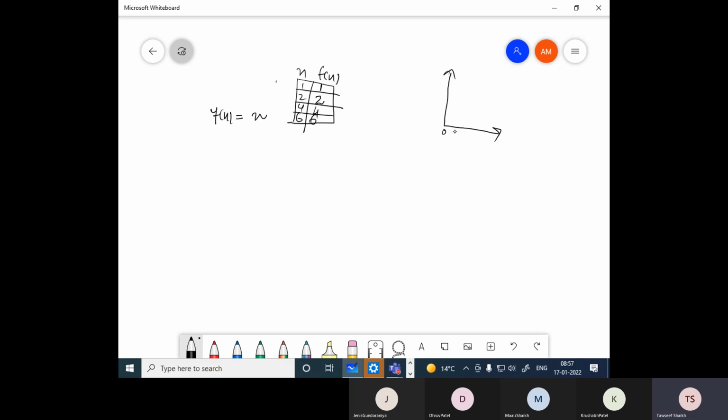If we draw it graphically, at 1 it will be 1, at 2 it will be 2, at 4 it will be like this, at 6 it will be like this. So we will get a straight line connecting these different dots. But the scenario couldn't always be like this. There could be a function which is also dependent on the input size, but not linear, rather quadratic.